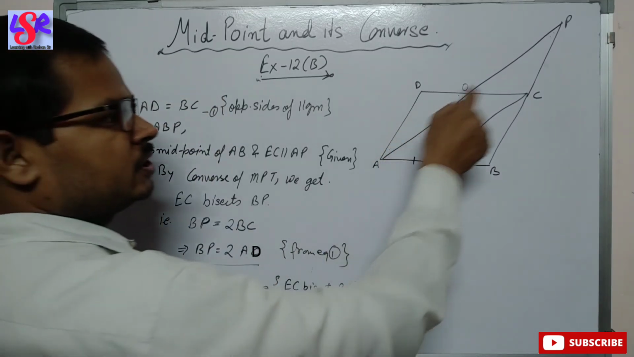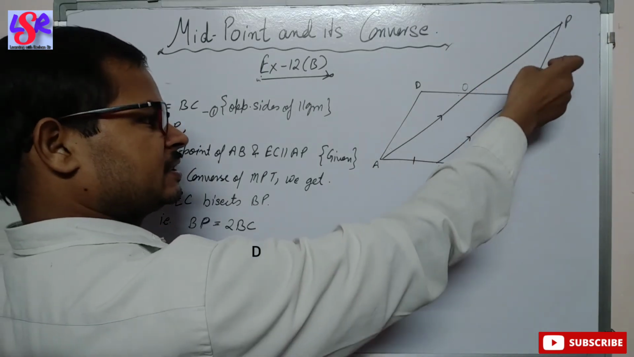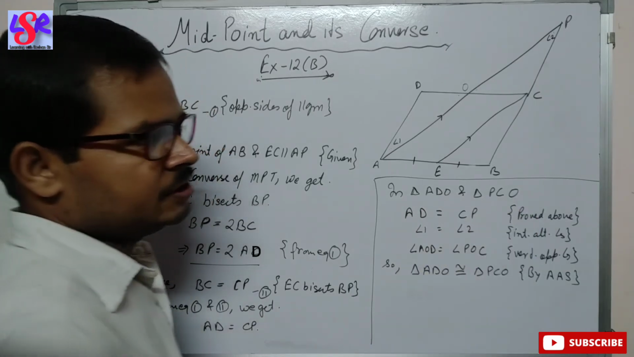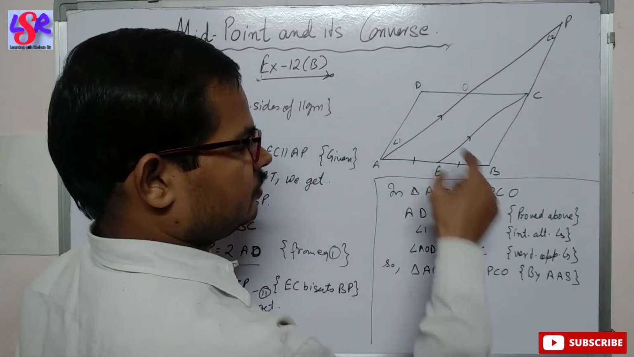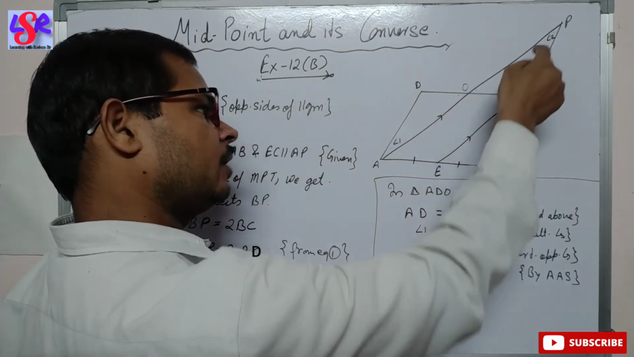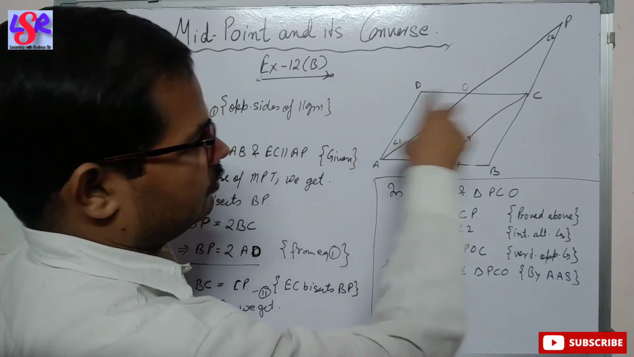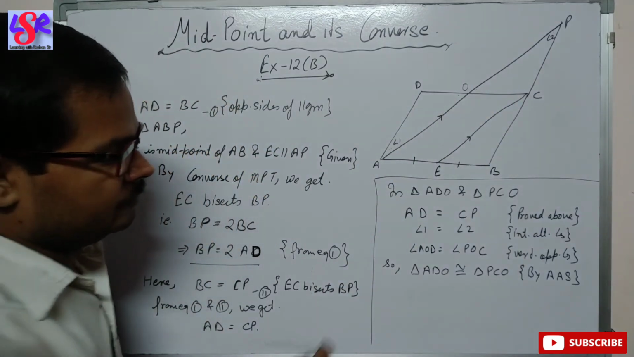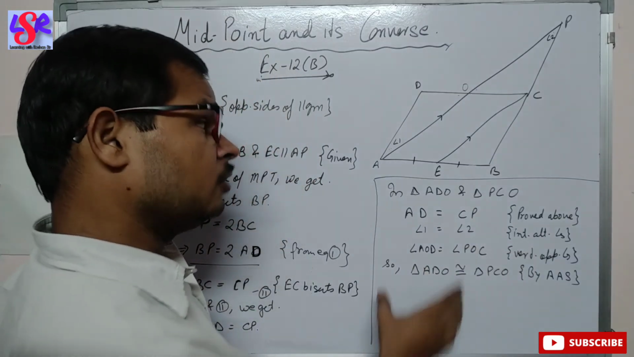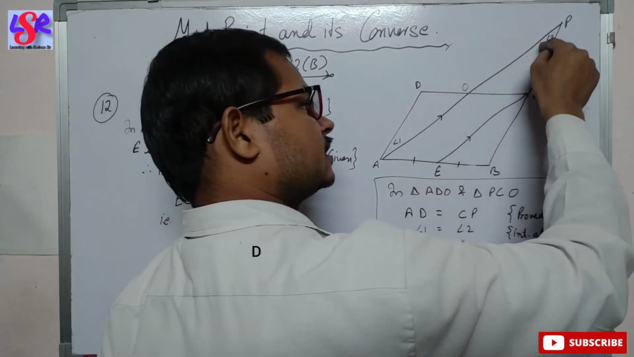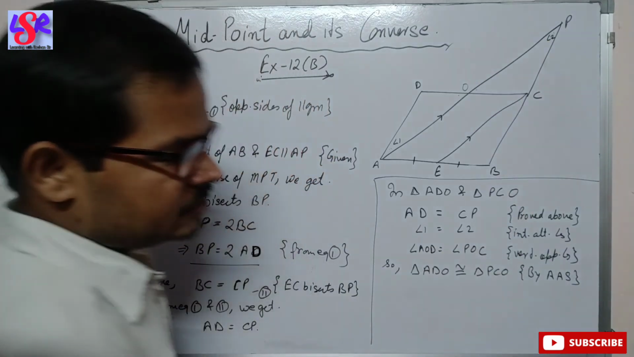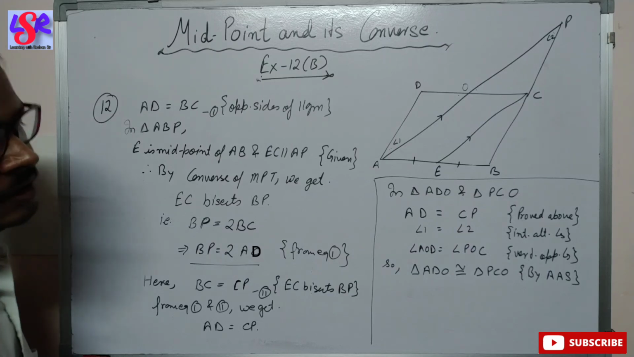Now we'll be proving these two triangles congruent by using this side, this angle and this angle. So now in triangle ADO and PCO, we are having AD equals to CP. We have just proved over here. Then angle 1 equals to angle 2. Angle 1 and angle 2 are interior alternate angles, as the opposite sides of parallelogram are parallel to each other. And then this angle will be equal to this angle, vertically opposite angles. And now to prove these two triangles congruent, we have used this angle and this side. So it is AAS. So by AAS congruency criteria, we have proved these two triangles congruent.